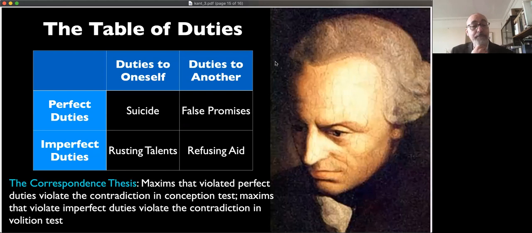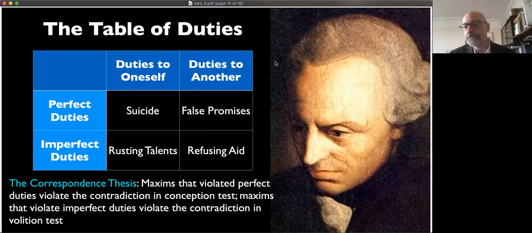Let's look at the correspondence thesis. How plausible is it? You know, it's telling that this simple categorization of duties gets abandoned for a much more complicated scheme later in the Metaphysics of Morals. And in part, I think, because Kant recognizes that the correspondence thesis can't work. I mean, one difficulty is going to be the existence of maxims that can be conceived without contradiction, but where acting on that maxim violates a perfect duty, right?